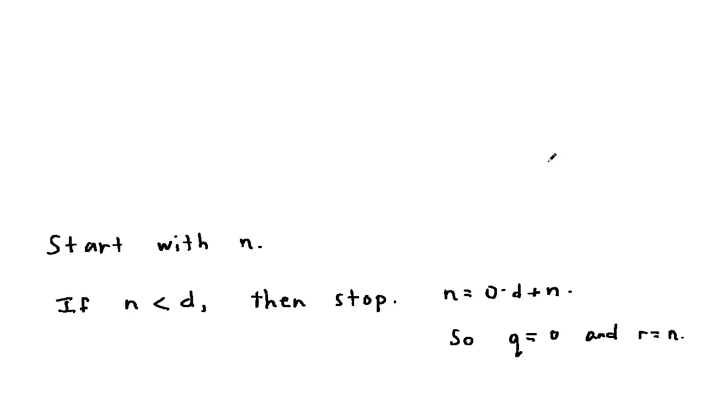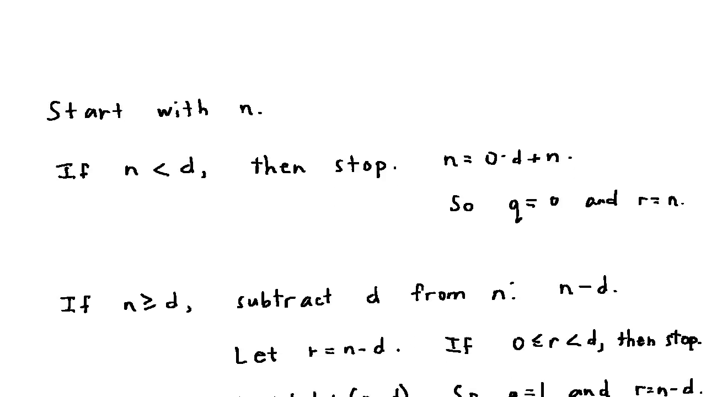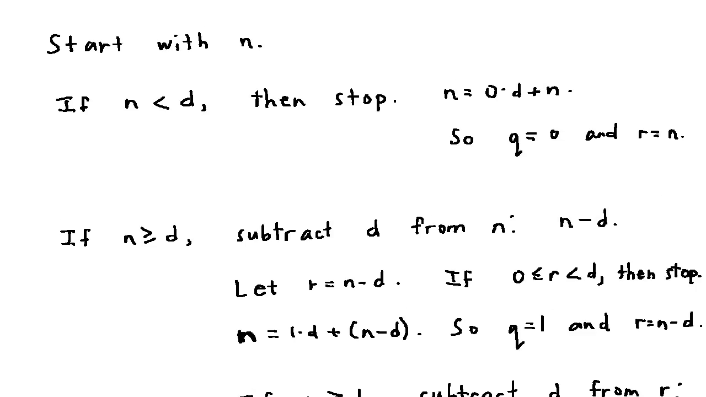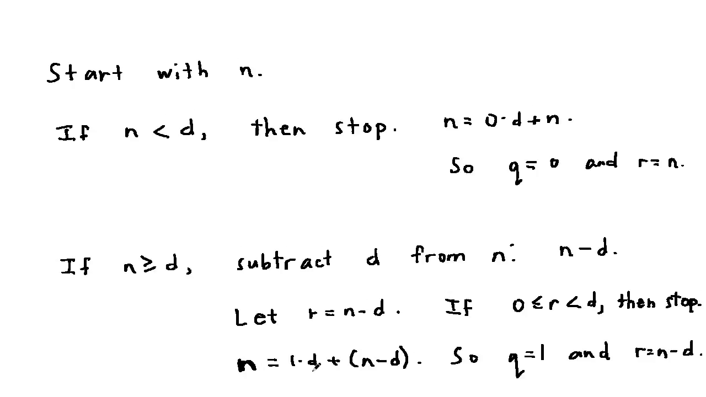So here's the procedure. Start with n. If n is less than d, then stop. n equals 0 times d plus n. So q would be 0 and r would be n. If n is greater than or equal to d, subtract d from n, so we get n minus d. And let r be n minus d. If r is greater than or equal to 0 and less than d, then stop. We would have n equals 1 times d plus n minus d. So q would be 1 and r would be n minus d.